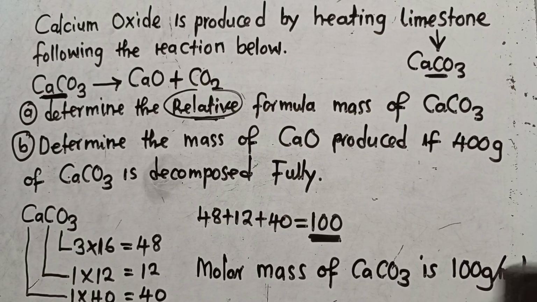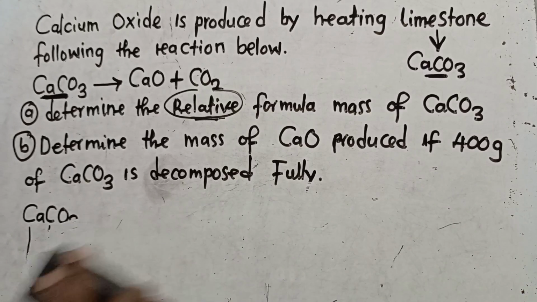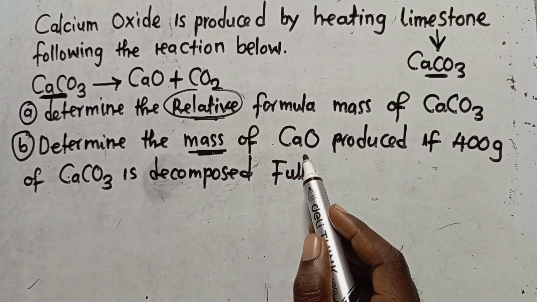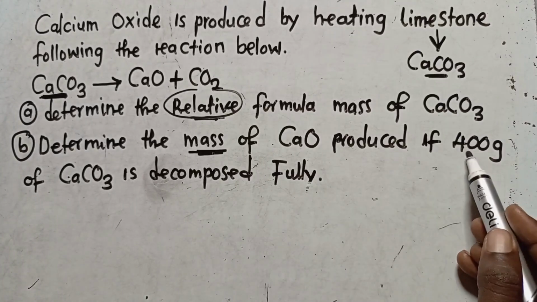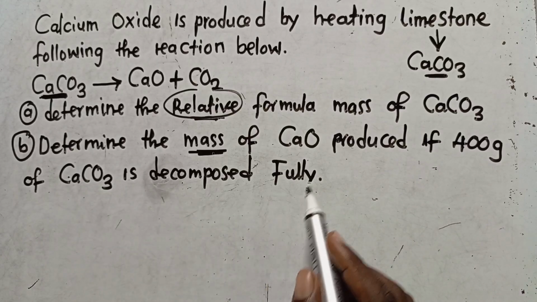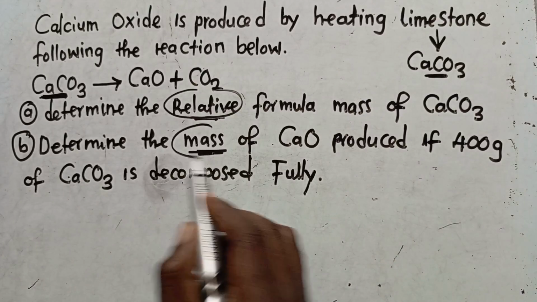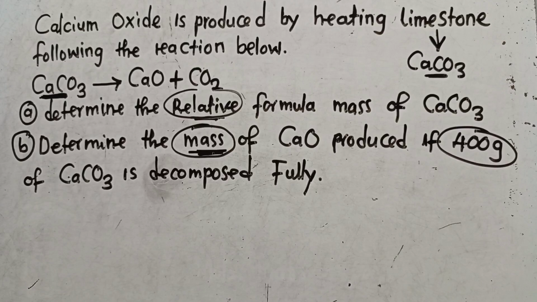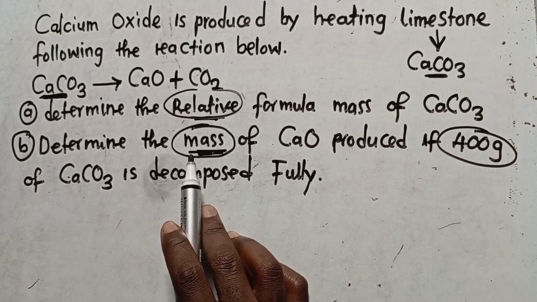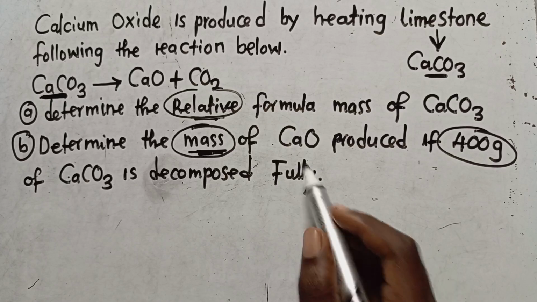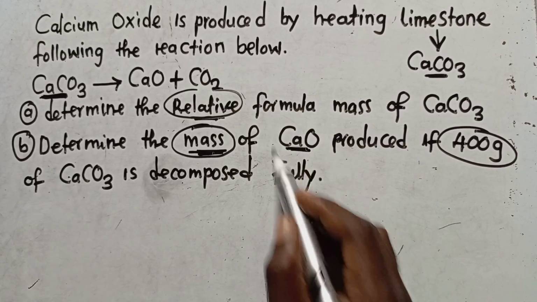We move now to the next question. So next question is saying, determine the mass of calcium oxide produced if 400 grams of calcium carbonate is decomposed fully. The question is saying, find the mass when given mass. Whenever you just see this particular question, mass to mass, determine mass when given mass, we are going to use their masses to find the mass of one particular compound that we are told, in this case, calcium oxide.